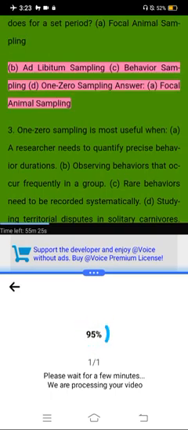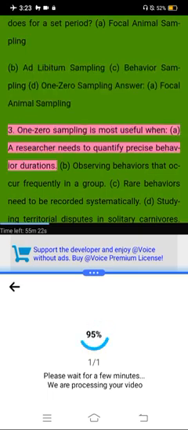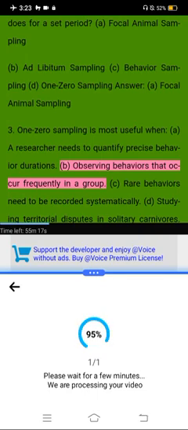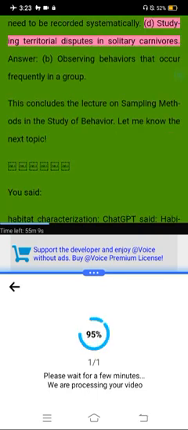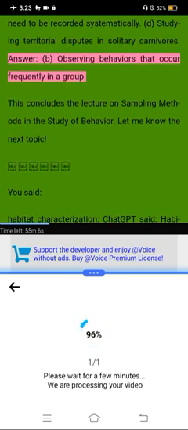Focal animal sampling. 3. 1-0 sampling is most useful when: A. A researcher needs to quantify precise behavior durations. B. Observing behaviors that occur frequently in a group. C. Rare behaviors need to be recorded systematically. D. Studying territorial disputes in solitary carnivores. Answer. B. Observing behaviors that occur frequently in a group.